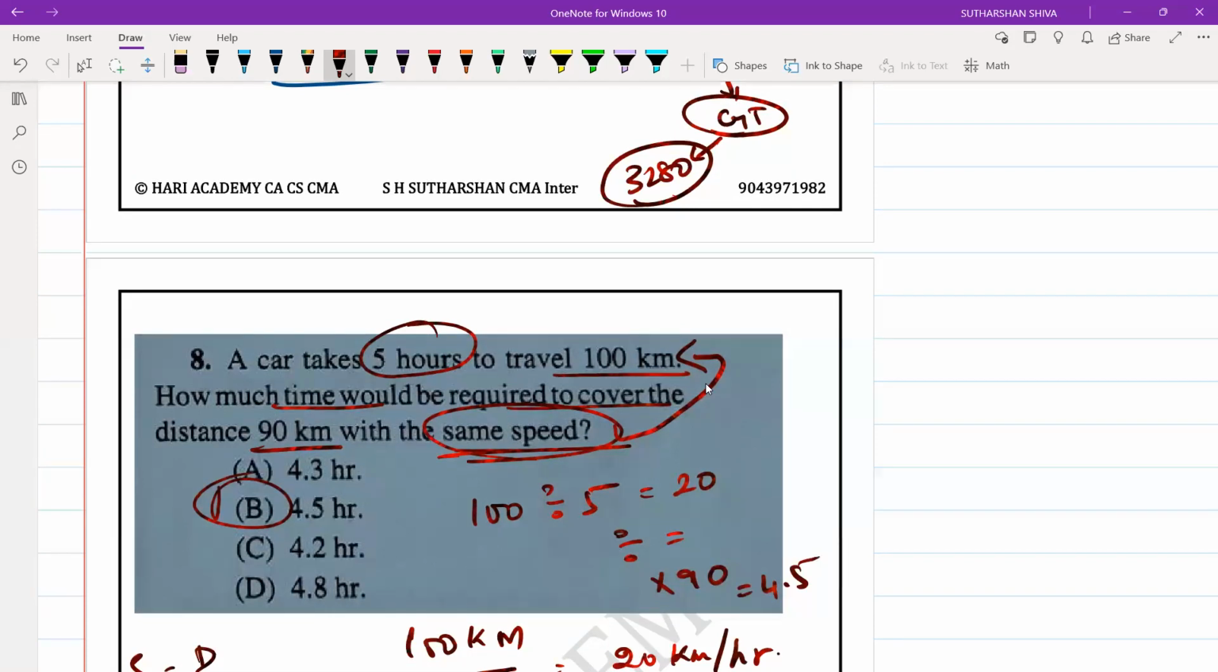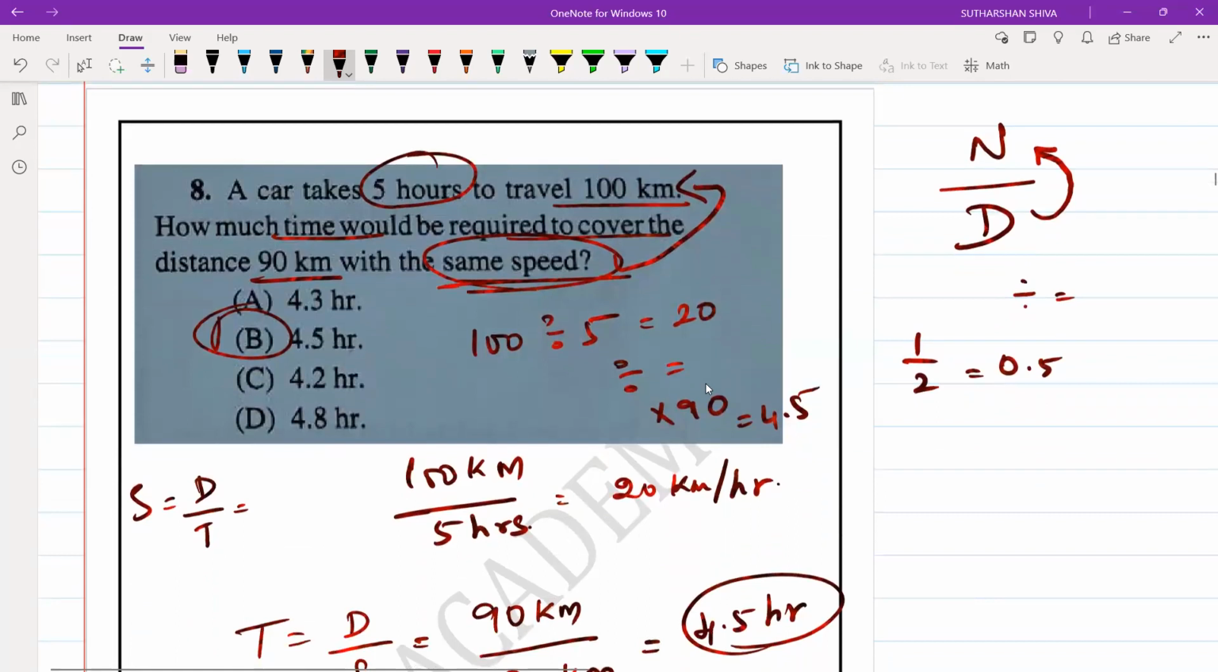What will you get? Exactly 4.5, my dear. Whenever there is a numerator, there is a denominator. Whenever you want to calculate the denominator, you need to multiply with the numerator. Simply press divided by equal to in your calculator. For example, what is 1 by 2 in your calculator? Simply press 1 divided by 2 equal to. What will you get? 0.5. Now do what I say. 2 divided by equal to. What is it? The same 0.5 you will get.